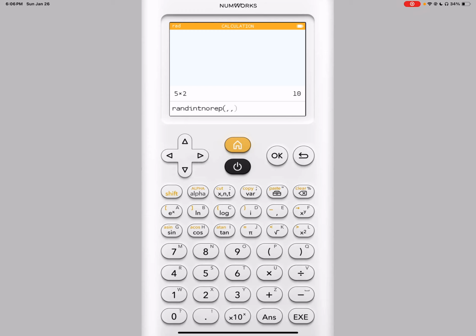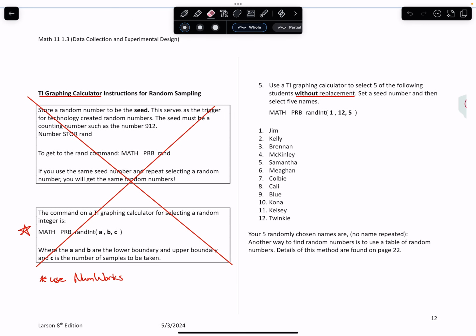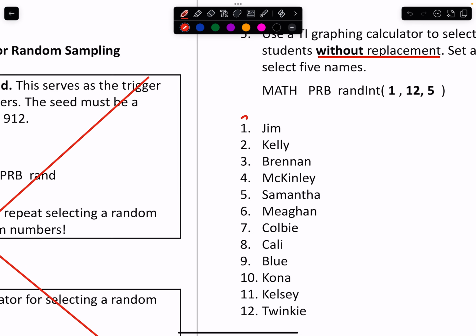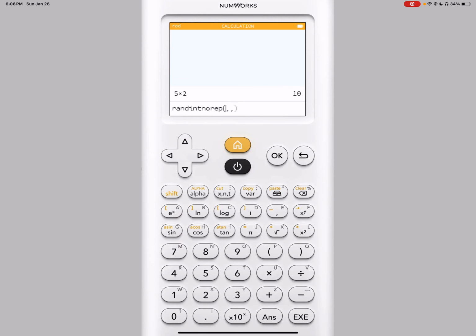So the first number, second number, third number. The first number is going to be the lowest number on our list, which in this case was 1, right? Our lowest number is 1, and our highest number is 12. So we're going to go from 1 to 12 in our calculator.